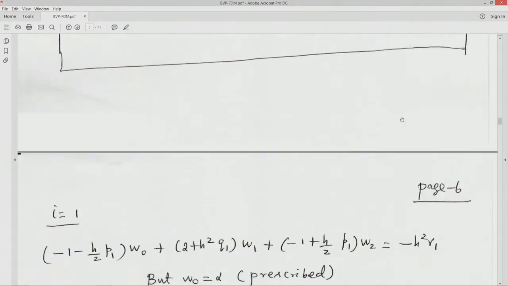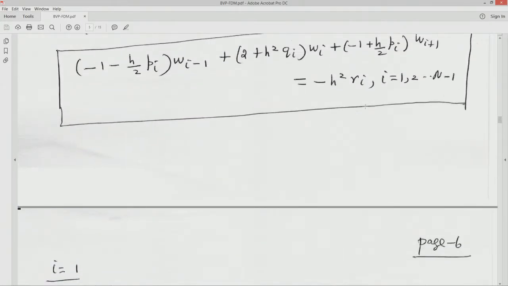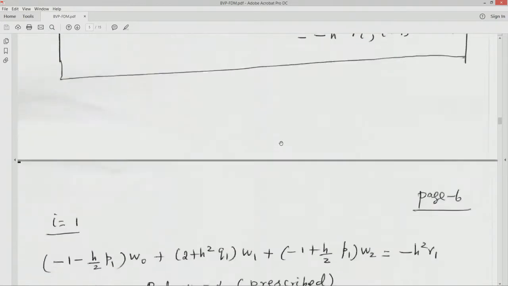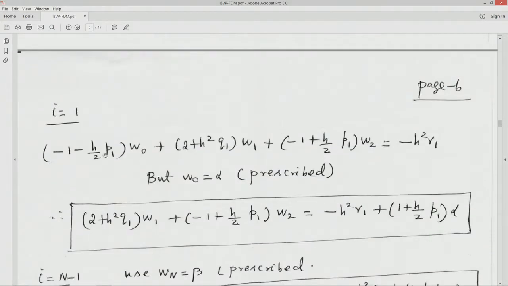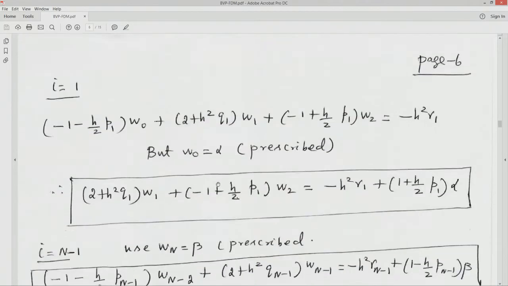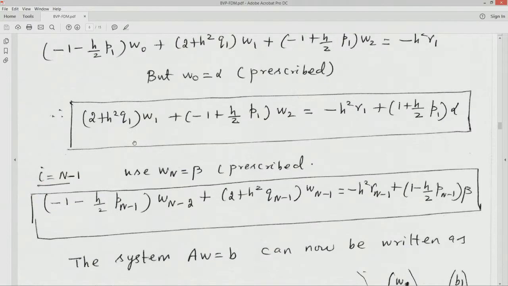So, if I substitute I as 1, we already had seen this. When I substitute I as 1, this turns out to be W naught, and I know what W naught is. It is equal to alpha. So, I make use of that and rewrite this equation when I is equal to 1 as follows. So, this is the equation when I take I is equal to 1 and I use the fact that W naught is alpha. So, that leads to the equation in the unknowns W1 and W2 as this.